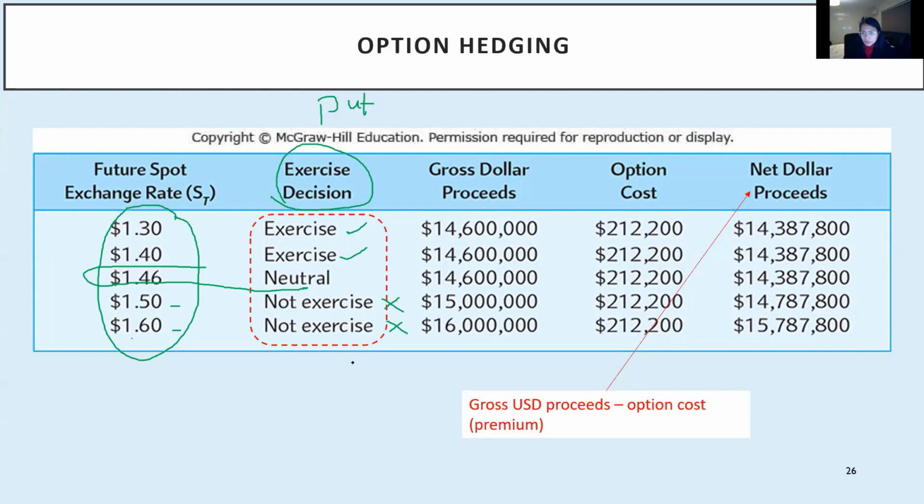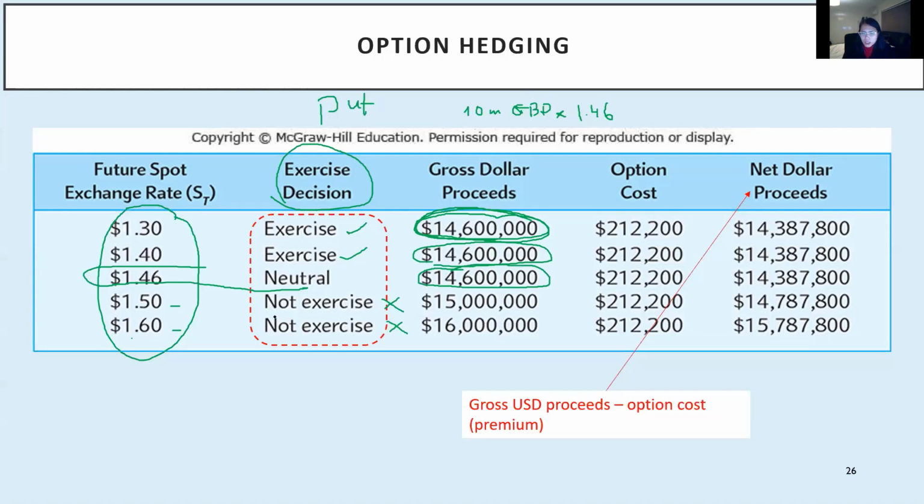So if I exercise my option, I'm going to be selling the pounds. I'm going to be selling 10 million pounds at the option exercise price, which is 1.46. So whenever I decide to exercise my option, my dollar proceeds will be the same, which is 14.6 million. In the neutral case, exercise or not will have the same outcome. So I'm going to get 14.6 million.